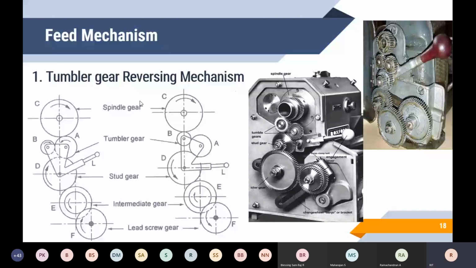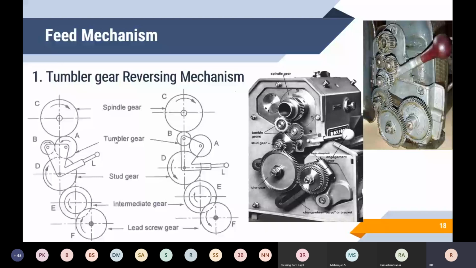Tumbler gear reversing mechanism. The diagram shows the sequence containing an arrangement of gears: a bracket, tumbler gears, spindle gears, stud gears, intermediate gears, and lead screw. The main objective is that if we change the tumbler gear engagement, we can automatically change the lead screw direction and spindle gear rotation direction. It can be described as an arrangement of gear wheels used to reverse the direction of rotation of any machinery by changing the number of engaged gear wheels, which can be easily performed by the pulling elements.